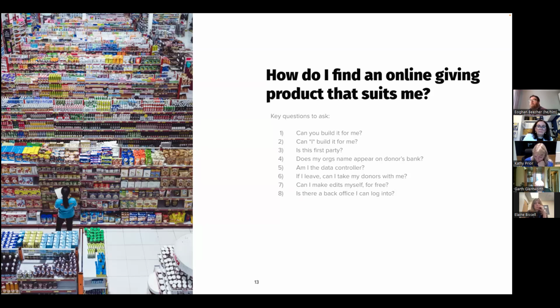People lost entire regular giving programs because they put too much of their activity in a third party platform. First party platforms are paramount, and they're no longer expensive, they're no longer difficult, they're much easier to engage with. I said, can I make edits for free? That's super important. Do I have access? Can I log into a back office?